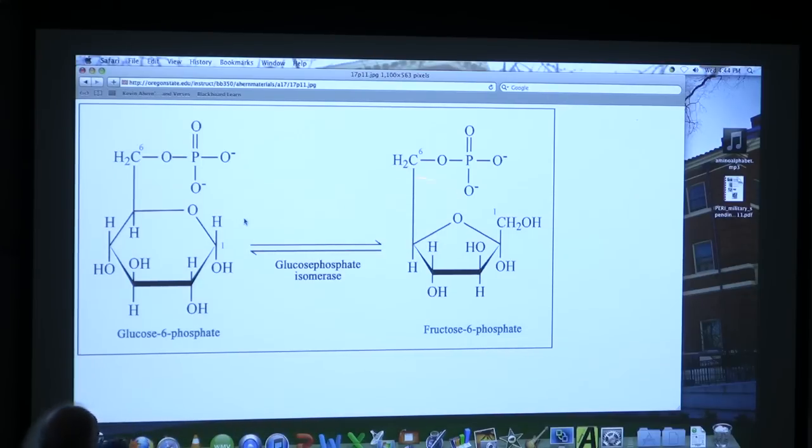All right? So we've just gone from glucose 6-phosphate to fructose 6-phosphate. Glucose phosphate, that's what this guy is, all right? Isomerase, meaning it's making an isomer of it, this isomer being fructose 6-phosphate.